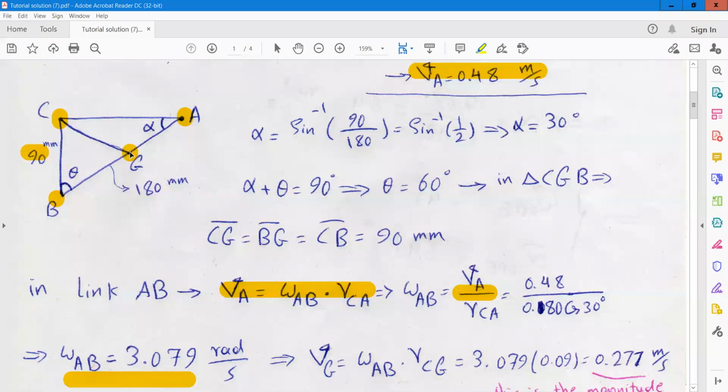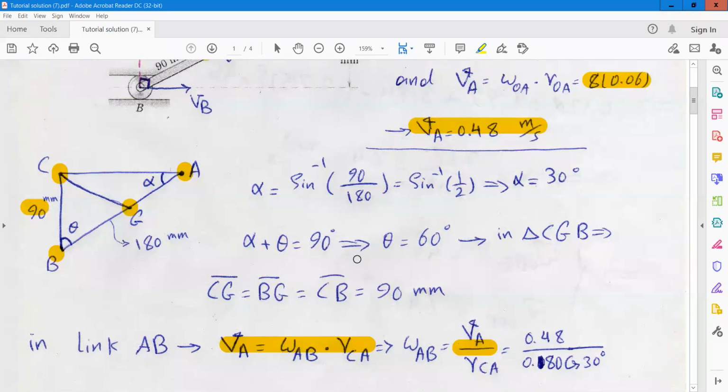For this purpose, again, we need to obtain the length CG. And again, from the trigonometry relations and from the geometry of the problem, you can find that CG is equal to CB is equal to BG, because in this triangle BCG, all of the angles are equal, and they are equal to 60.